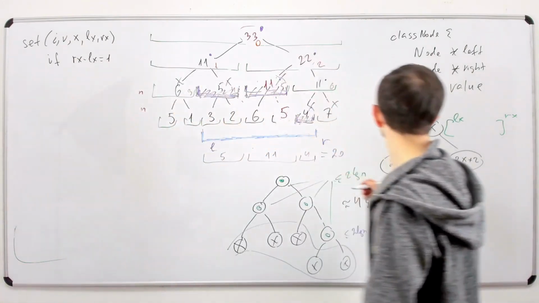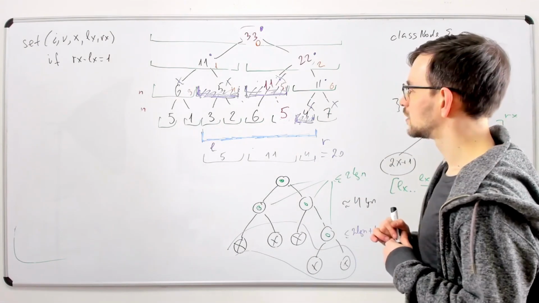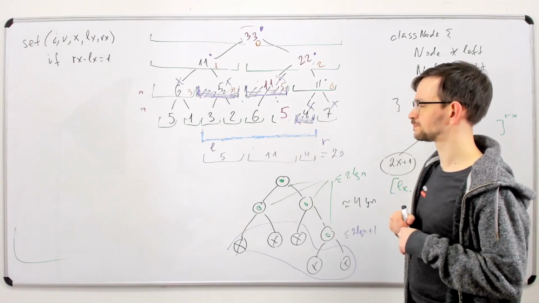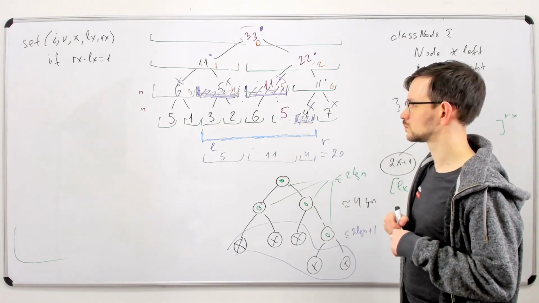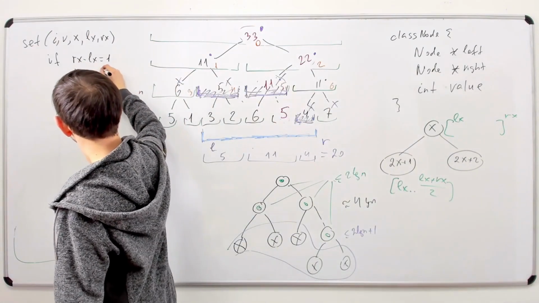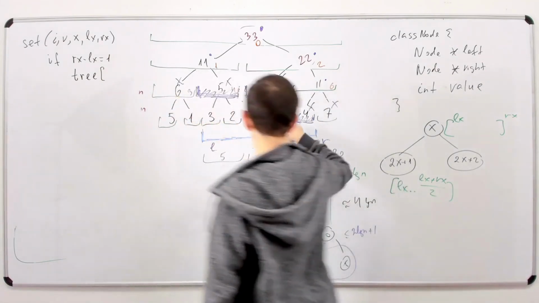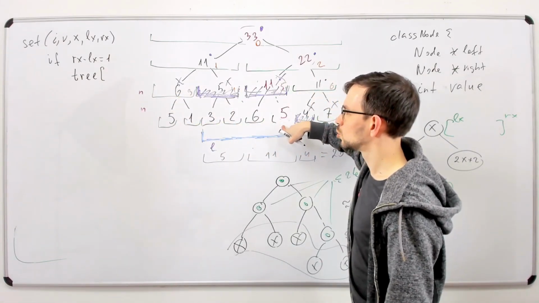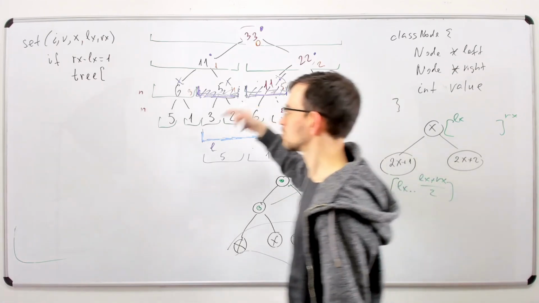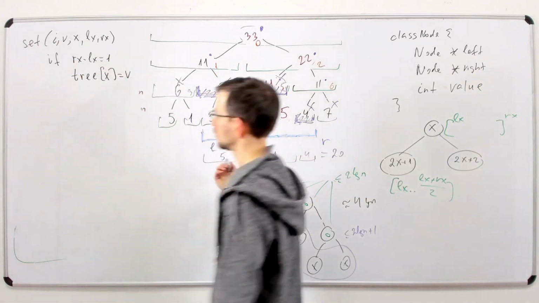I need some array to store these numbers. Let's say 3. So I will put this value in node X. I need to set value of node X to V, right? Yeah.